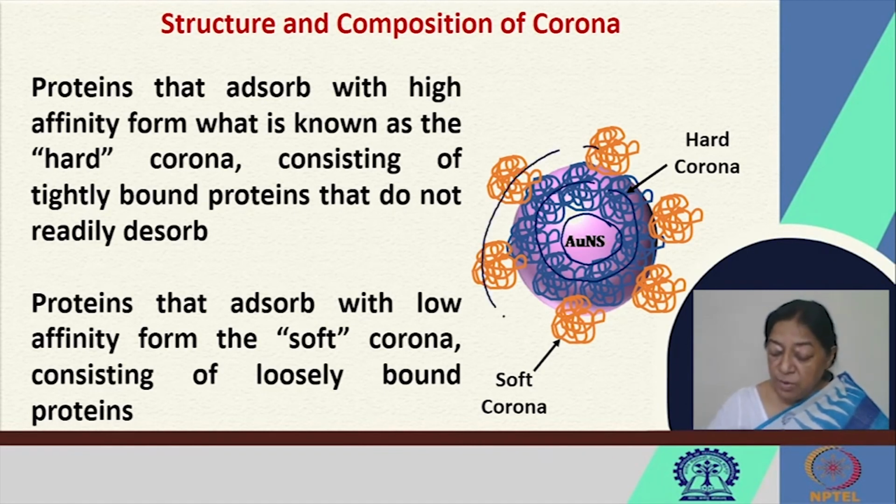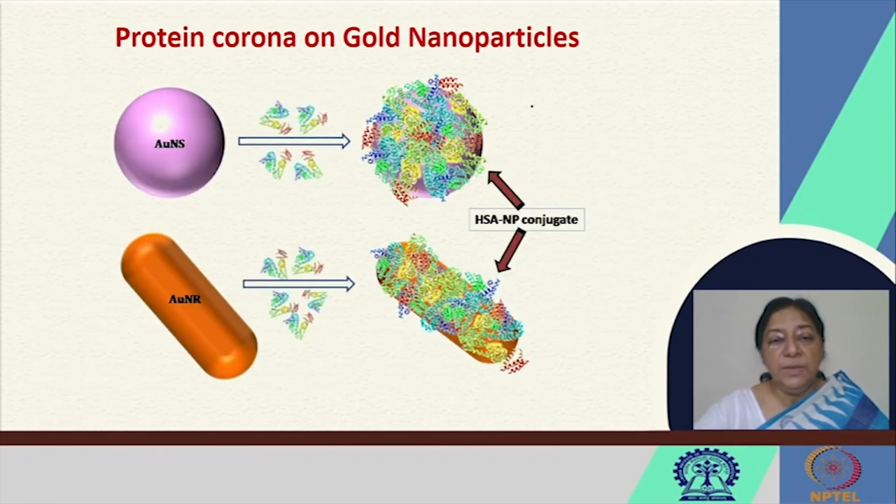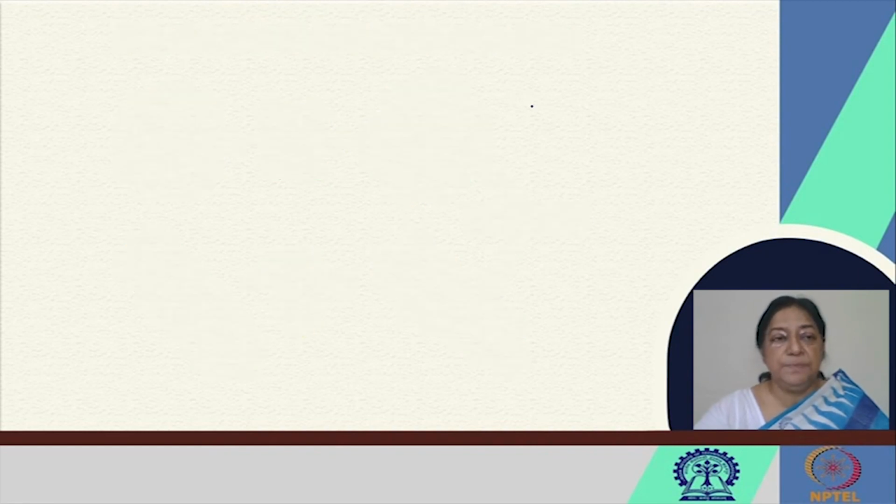Then we have a soft corona that is loosely bound, where there is an exchange with the fluid, whereas the hard corona proteins are tightly bound. If we look at the protein corona on the gold nanoparticles, then depending upon the shape, the protein-nanoparticle conjugate can have different orientations, different ways in which they could interact, and different ways in which the affinity for the gold nanoparticle may be affected.